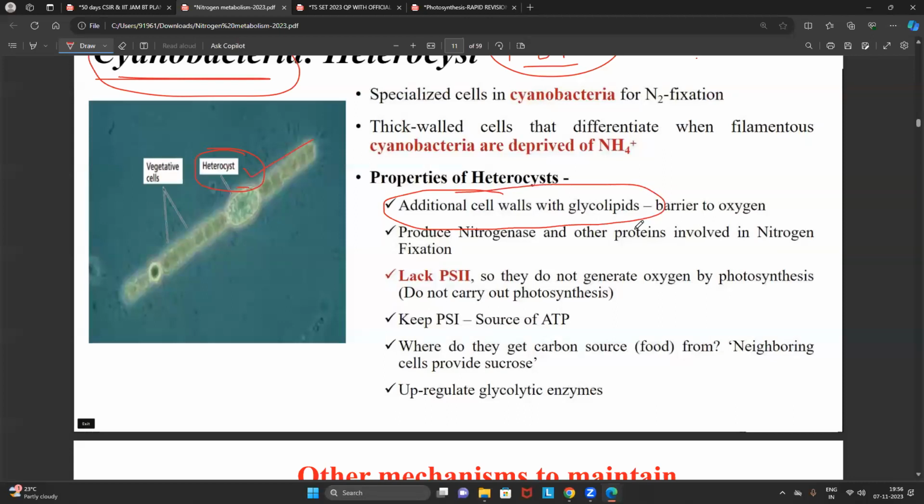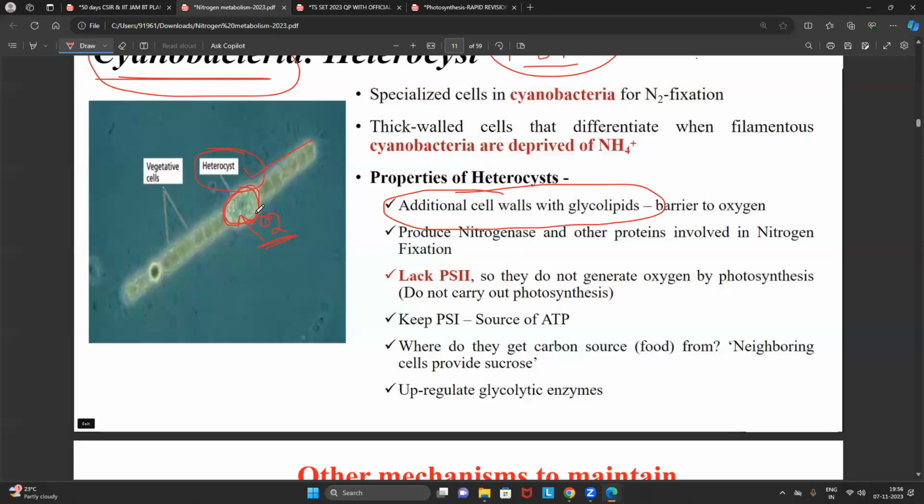Additional cell walls with glycolipids. You know what is the specialty of this heterocyst? It contains lot and lot of glycolipids. And what is the specialty of the glycolipids? They are not allowing the oxygen to enter inside. Such an important statement it is. It is not at all allowing the oxygen to enter inside.